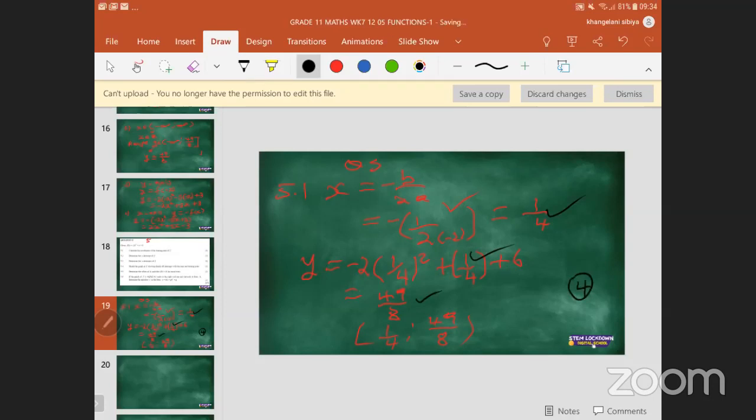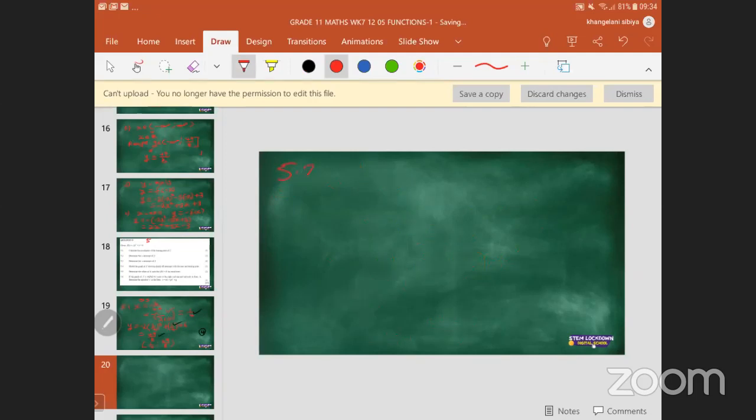Then now they are looking for the X-intercept and the Y-intercept. 5.2 is asking for the Y-intercept. So for the Y-intercept, what do you do? Where there is X, you put 0. So this obviously will be 6, which means this would be (0, 6). This is obviously 1 mark for the Y value.